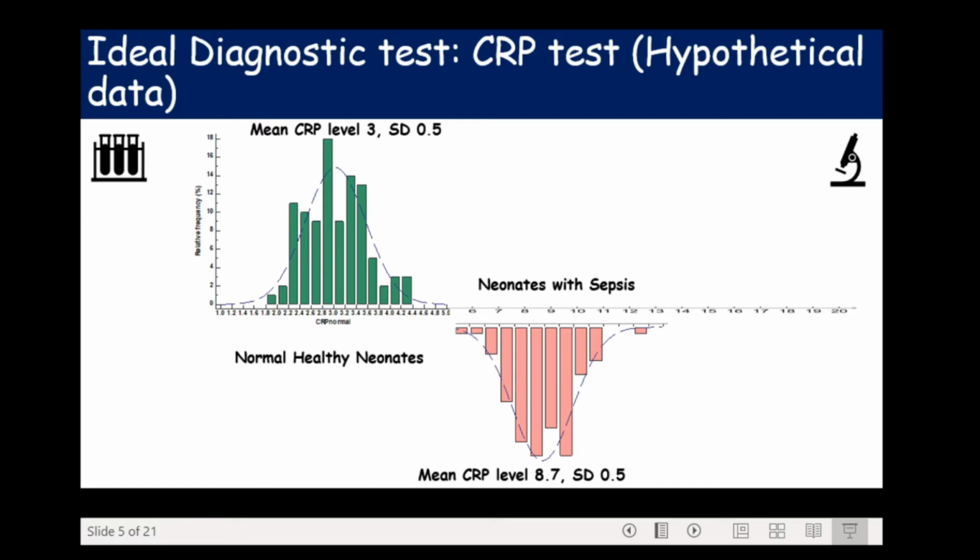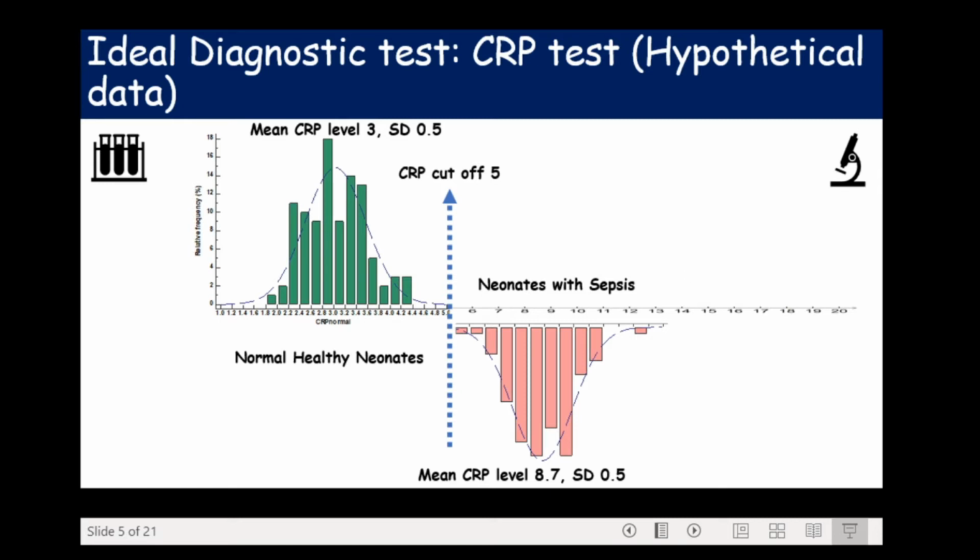Can you see? There is no overlap between the distribution of CRP values between normal and healthy newborns. And if we use a CRP cutoff of more than 5 for diagnosing sepsis in newborns, the test will be 100% sensitive as well as specific, discriminating completely between neonatal sepsis and healthy newborns.